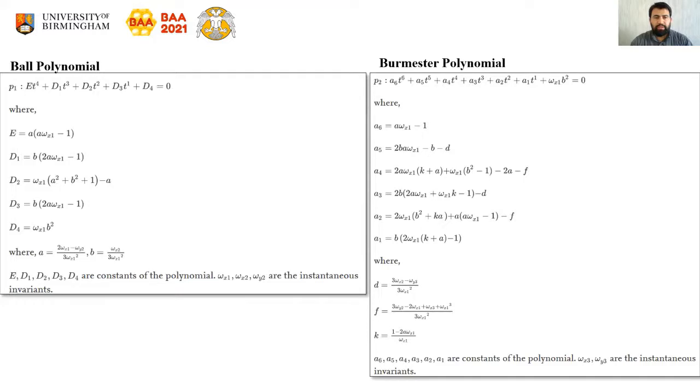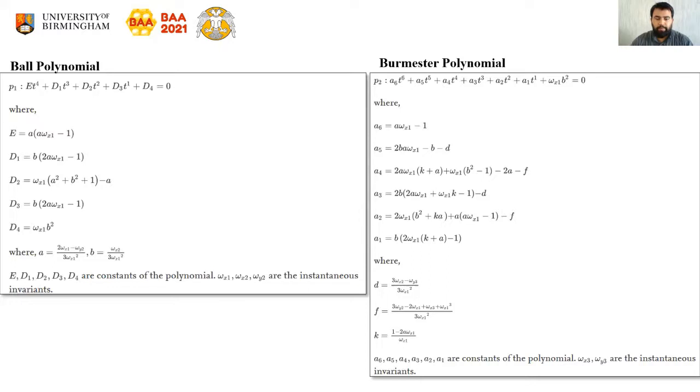In these equations, E, D1, D2, D3, D4 are the constants of Ball polynomial. And omega x2, omega y2 are the instantaneous invariants of Ball polynomial. E6, A6, A5, A4, A3, A2, and A1 are the Burmester polynomial constants. And omega x3 and omega y3 are the instantaneous invariants of Burmester polynomial. Omega x1 is the common instantaneous invariant of the polynomials. C is the pseudo parameter.